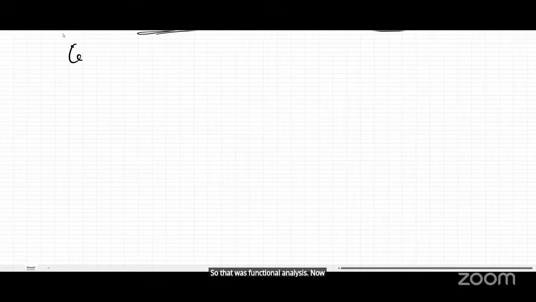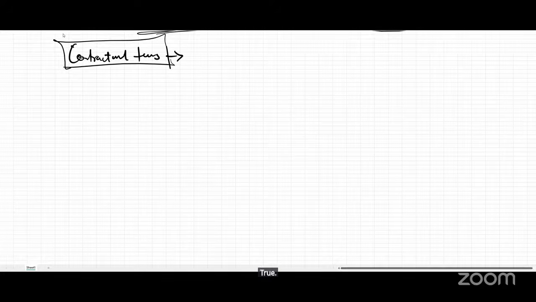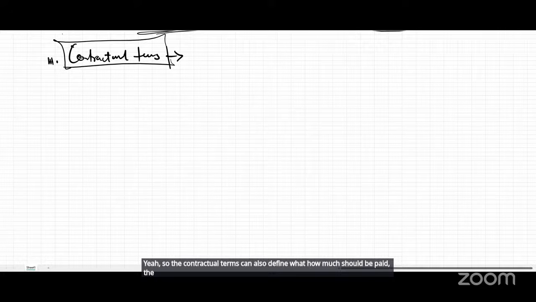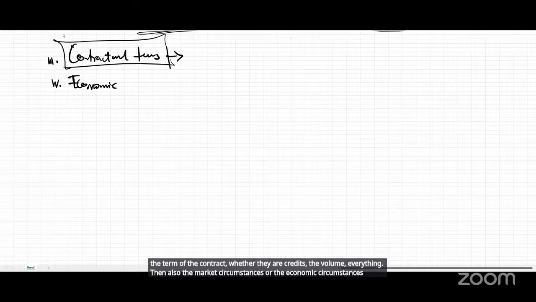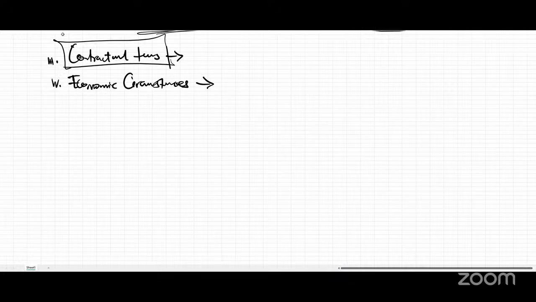Now, contractual terms. If you are telling me to price like Samsung, are the contractual terms the same? Do you know that the terms of a contract can even determine the price that should be paid? Two or more people can have the same type of commodity, but the contract may be different. True or false? True. So the contractual terms can also define what? How much should be paid, the term of the contract, whether they are credits, the volume, everything. Then also the market circumstances or the economic circumstances. Now, these economic circumstances also determine price.